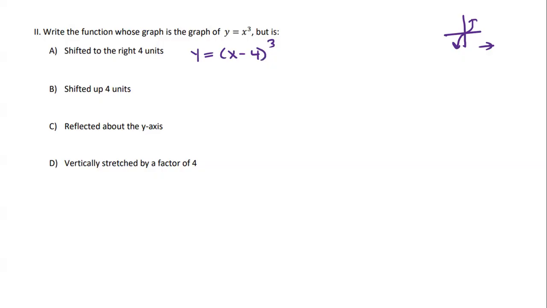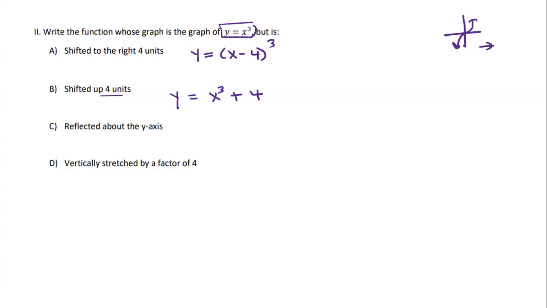Okay, so that's what they want for shifting to the right 4 units. Okay, and then we go back to the drawing board. We're going back to y equals x to the third. Now we want to shift it up 4 units. So that means the number is going to be outside of the parentheses. Okay, so it's no longer in the parentheses. So it's going to be going up and down. So it's going to be x to the third plus 4.